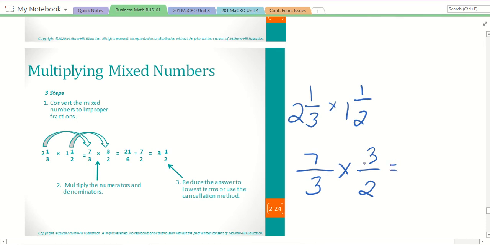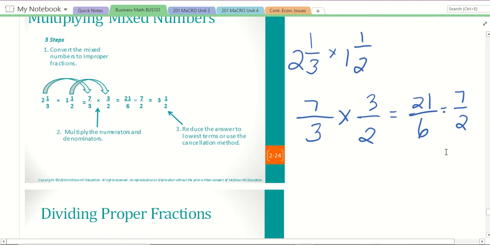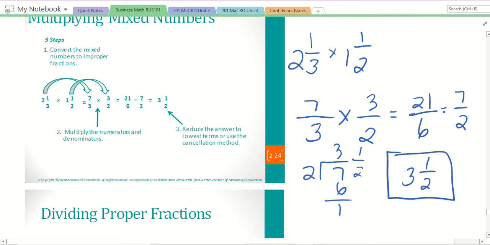we could reduce it down here and say, well, 3 goes into 3 once, so 7 over 1. But we're not going to do that. We're just going to come up with 21/6, which equals 7 over 2. And 7 divided by 2, we know 3 gives us 6, remainder 1/2. So 3 1/2 is our final answer.